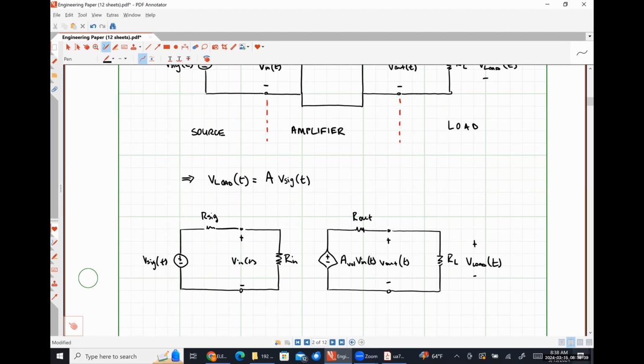But sometimes this resistance is effectively in series as opposed to being in parallel. Sometimes this is a practical current source instead of a practical voltage source. That's the only difference between all of those different types of models.